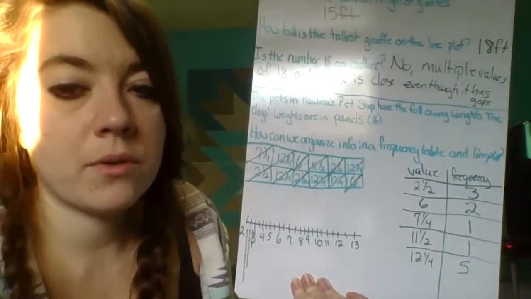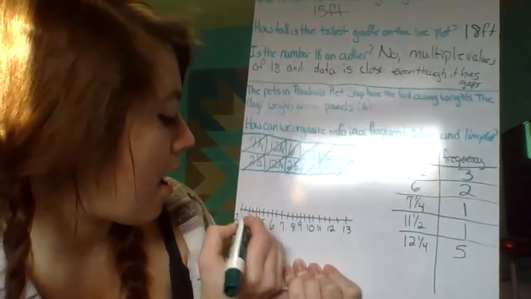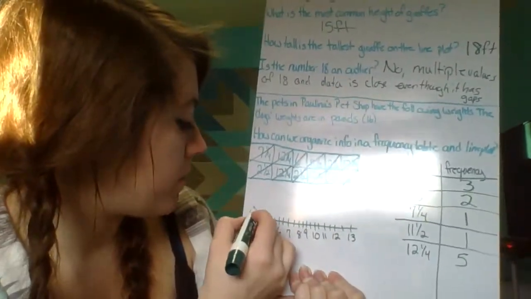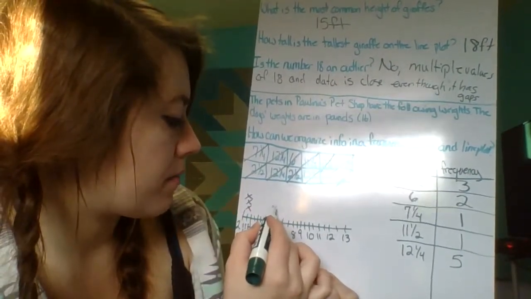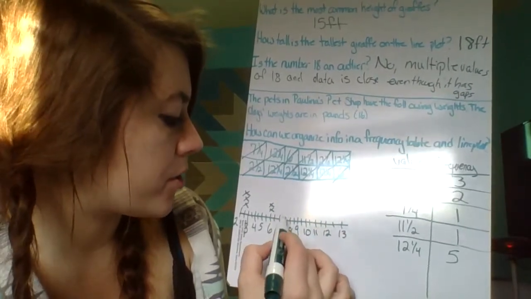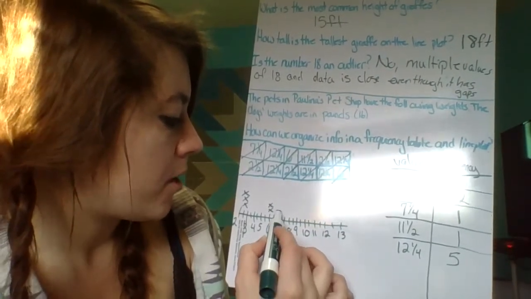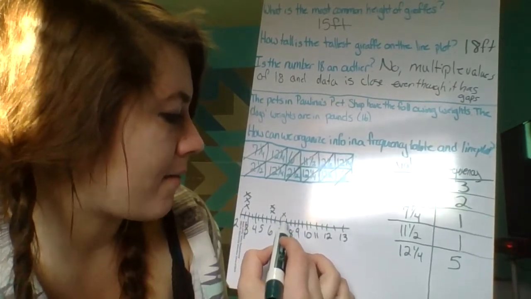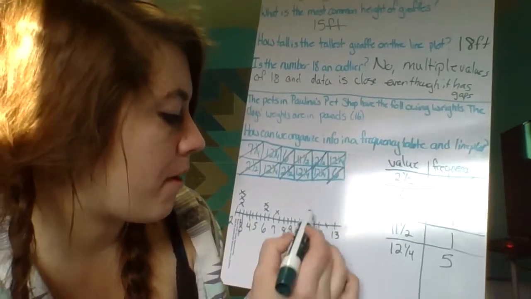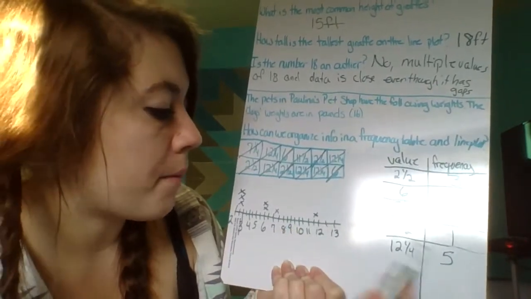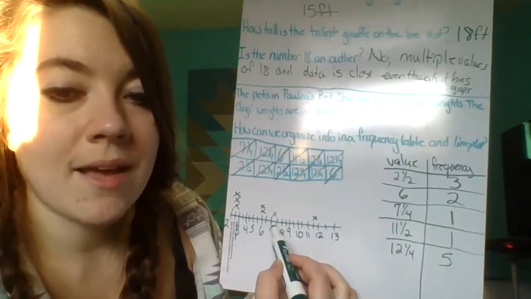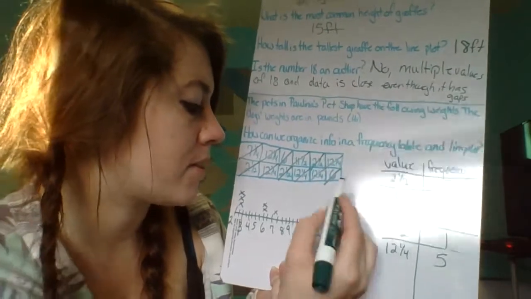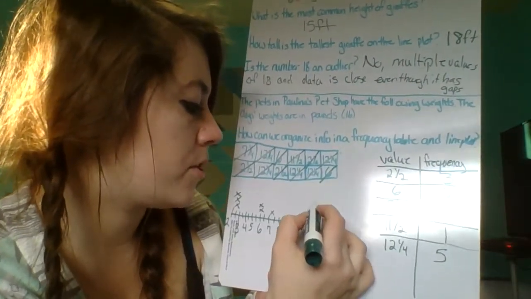Okay, so once again, we do have to have all of our values. So we had 3 that were at 2.5, so 1, 2, 3. We had 2 that were at 6. We had 1 that was at 7.25, so this right here in between the 7 and 8 is 7.5. So our 7.25 is going to go halfway between the 7 and 7.5. Then we have 1 that was at 11.5. And then we have 5 that were 12.25. So just like with the 7.25, we're going to go between the 12 and the 12.5. So we've got 1, 2, 3, 4, 5.